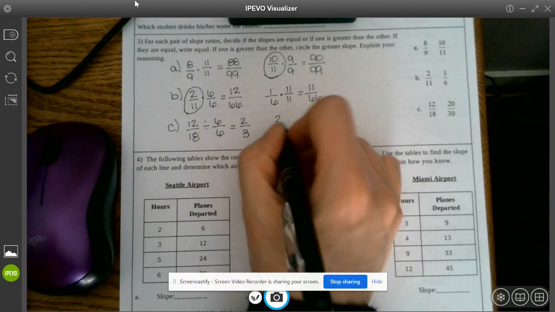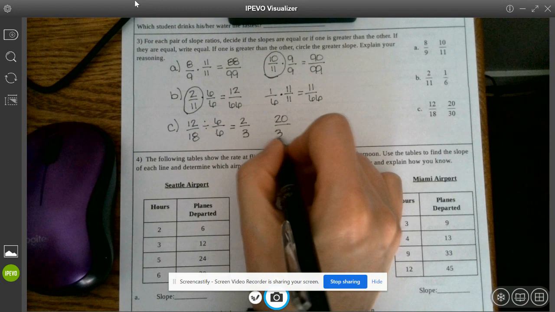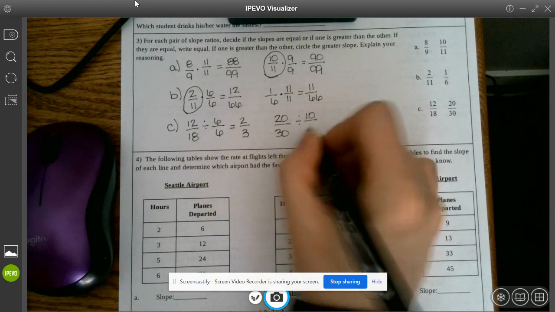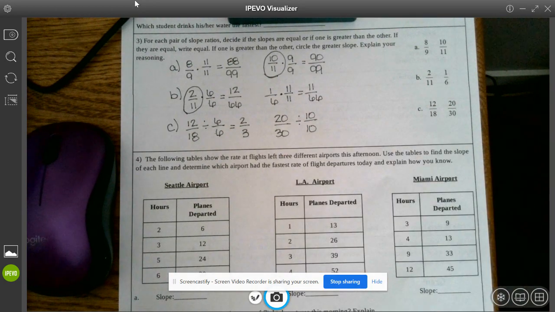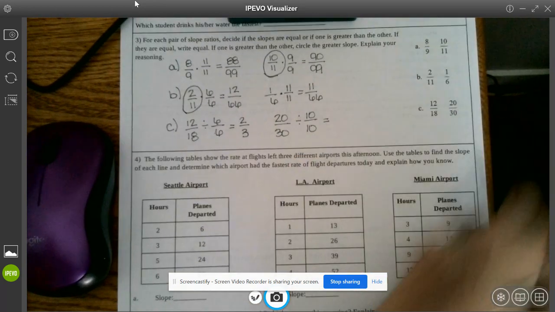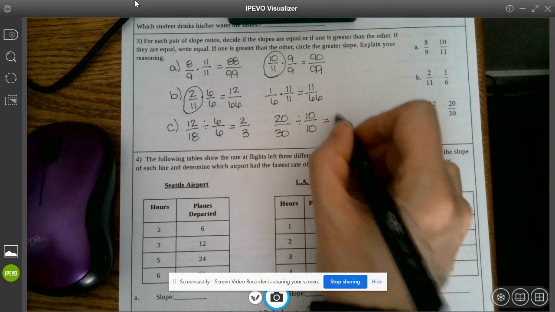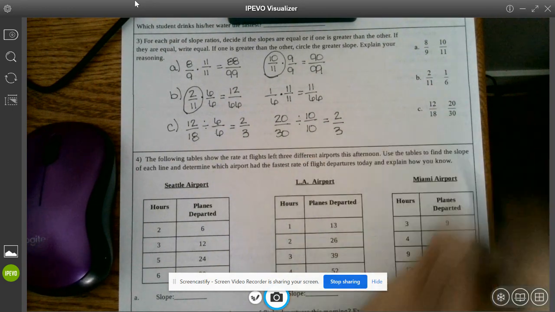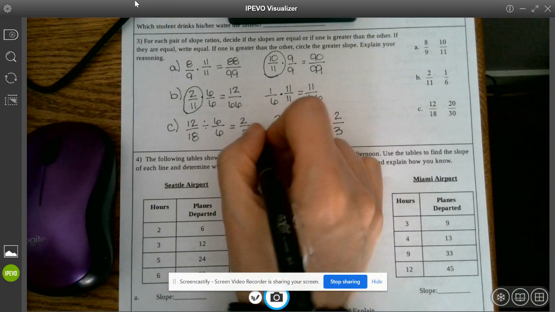So let's look at 20/30 now. I'm going to divide top and bottom by 10, or I'm dividing by my giant 1, 10 over 10, because their common factor is 10. So 20 divided by 10 is 2. 30 divided by 10 is 3. So these happen to be equal to each other.